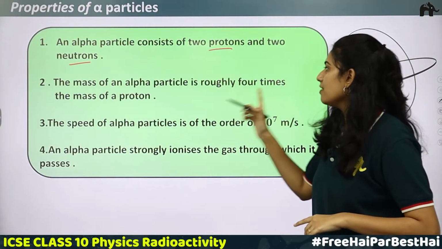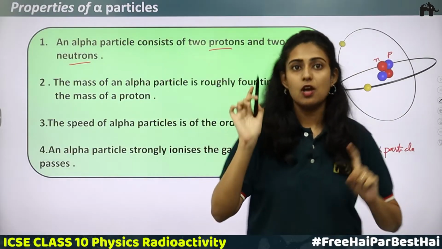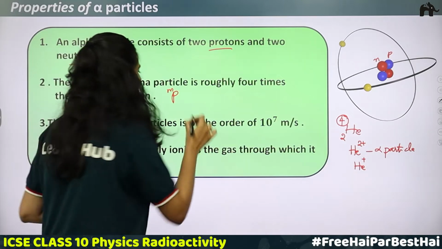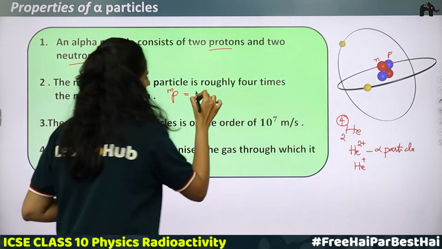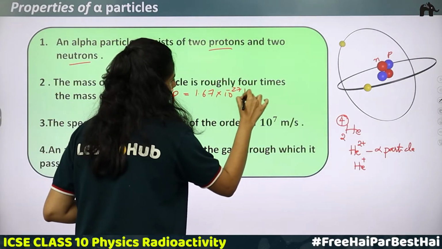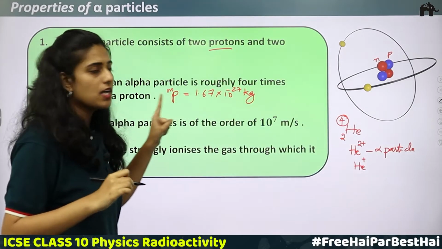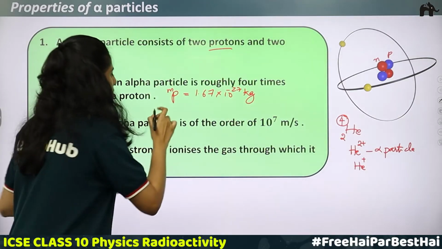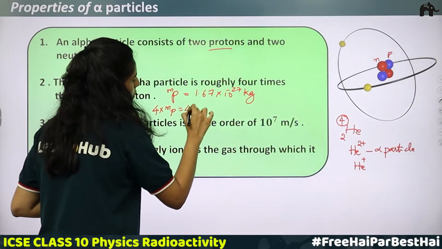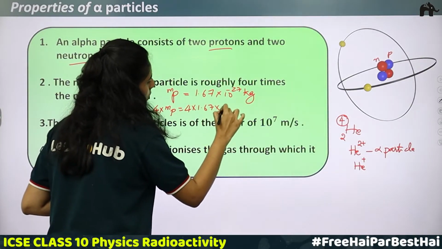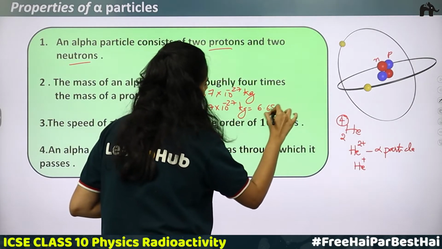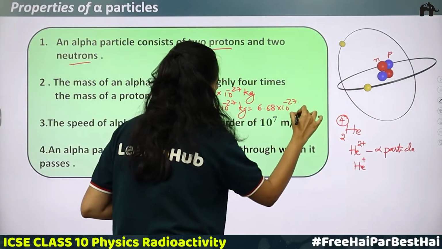Second point, the mass of an alpha particle is roughly 4 times the mass of a proton. What is the mass of a proton? The mass of a proton is represented as mp, and that is equal to 1.67 × 10^-27 kilograms. Okay, this is the mass of a proton. 4 times the mass of a proton means 4 × 1.67 × 10^-27 kilogram, which is equal to 6.68 × 10^-27 kilogram.